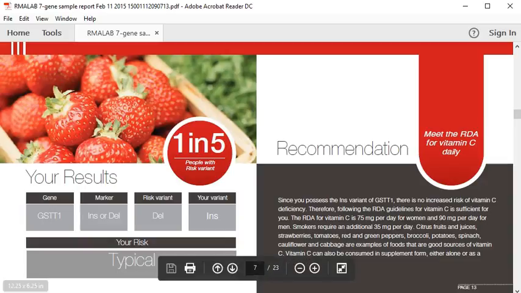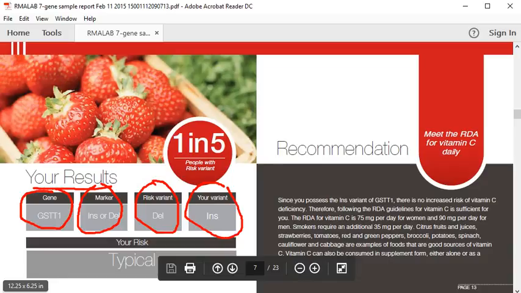report gives this person's results. So here it shows for whoever sent it in. Again, it summarizes or recaps what gene they're looking at, what marker, whether they're looking for an insertion or deletion, what the risk variant is, meaning that's the allele of the gene that's going to cause potentially an increased need for vitamin C, and your variant. So this person has the insertion rather than deletion.